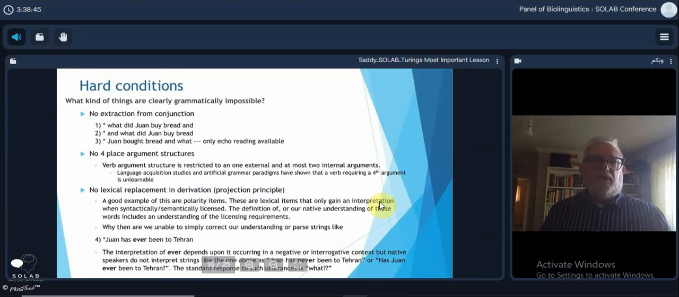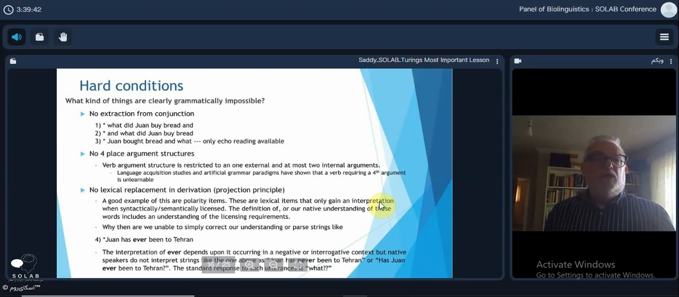One of the important things that we've learned over the decades and eons is that some things seem to be clearly grammatically impossible. So we have things that are considered hard conditions. Here are three examples. First, there's no extraction from conjunctions. We can't say, what did Juan buy bread and? Nor can we say, and what did Juan buy bread? And we can say Juan bought bread and what, but that only has an echo reading. It turns out that in no attested language is it possible to extract a conjunct member out of the conjunction itself. You have to be careful that you've got the right kind of structure for the conjunction, but this is apparently a very hard and fast rule.